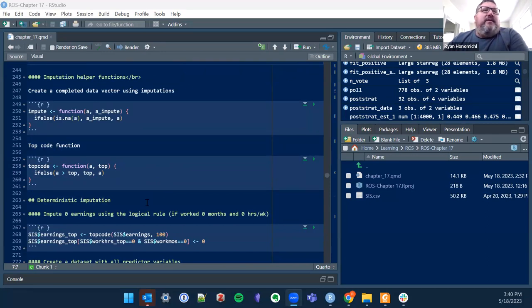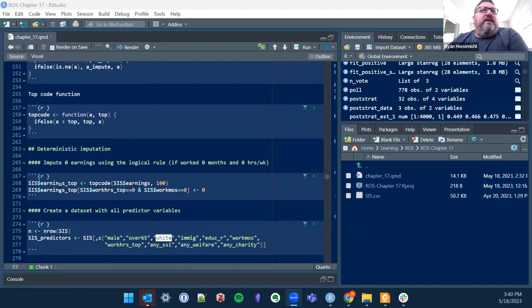Top code is for the missing values that are numerical, like, what's the top value that you would want to stick with? Or where would you want to sort of top out at? So this is one function here.